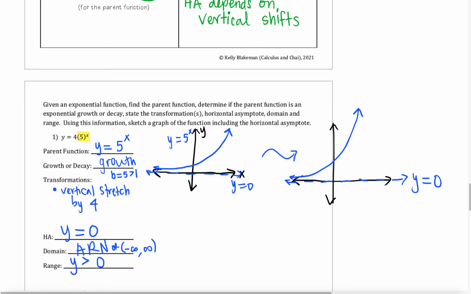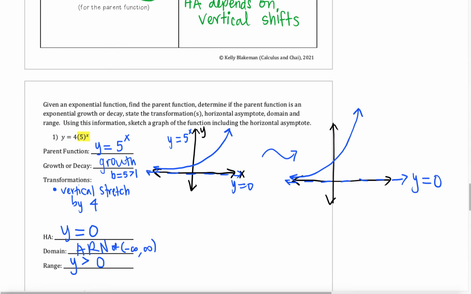And we can always check our work with the domain and range. Domain is all real numbers, which is why the graph has arrows on both the left and the right side, because it keeps getting closer and closer to 0 on the left side, and it keeps getting bigger and bigger on the right side. And the range, being y is greater than 0, is why the entire graph is above that horizontal asymptote then.